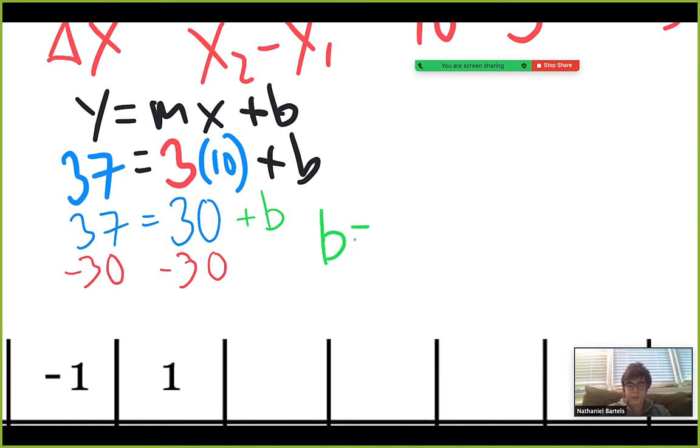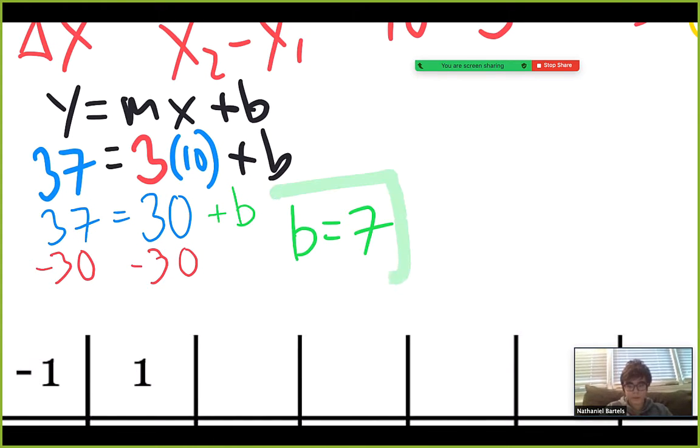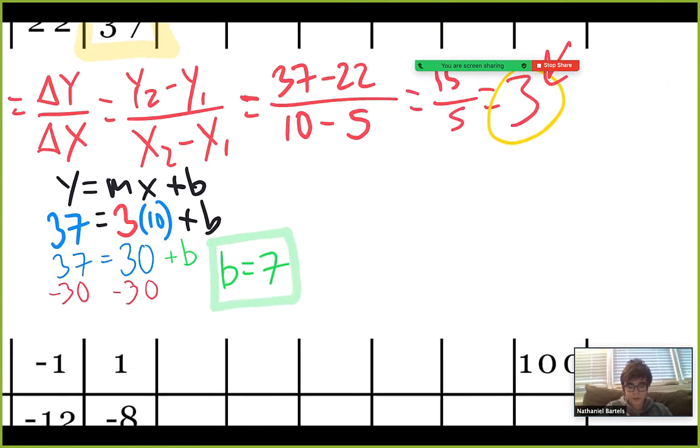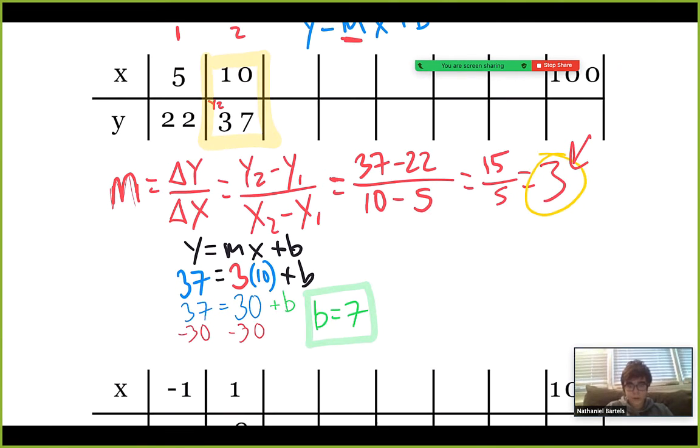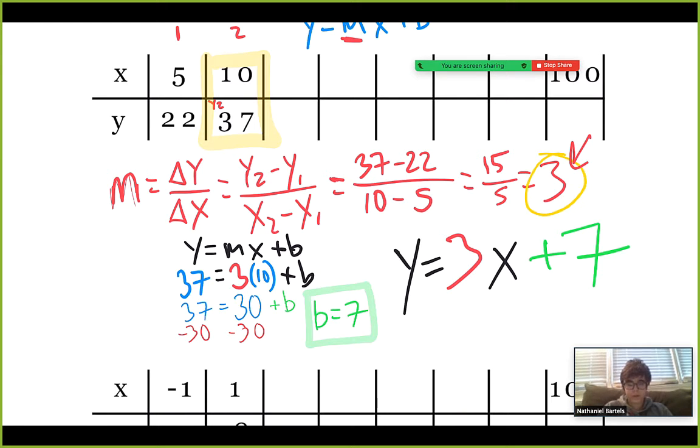All right, so now if b equals 7, that seems pretty important. And we know that m equals 3. What's the equation? Y equals 3x plus 7. Y equals 3x plus 7. Well done. Nice job.